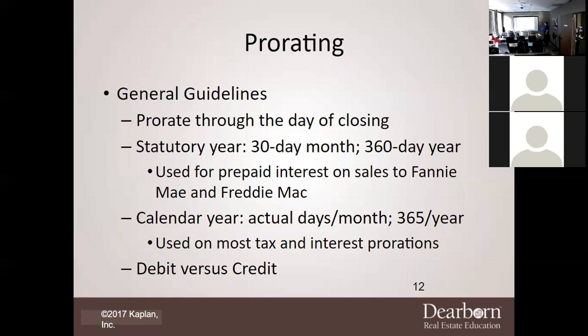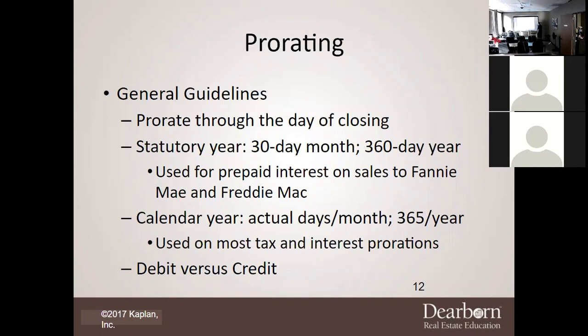You do need to know this difference here. A statutory year, very key, is a 30-day month, 360-day year. That's statutory, and this is used when calculating the prepaid interest on the sales of a Fannie Mae and Freddie Mac loan. Now, a calendar year is based off the actual days in the month, which is approximately 365. It's used on most tax and interest prorations.